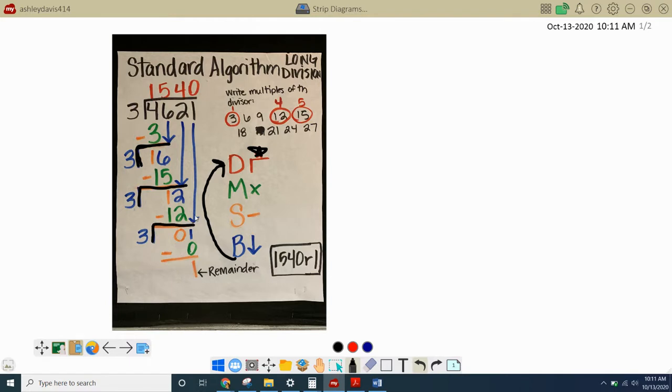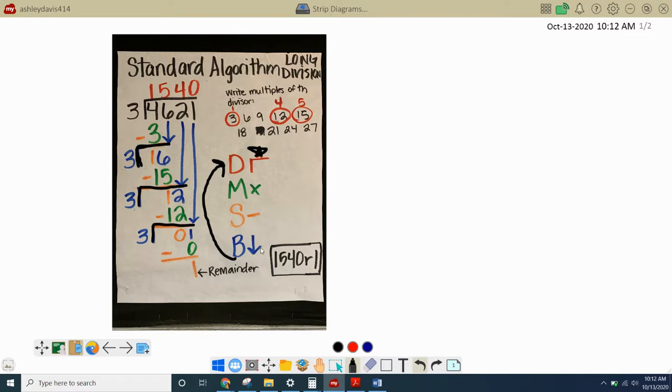Now look, I have 1. I can get no 3's out of a 1. So 0 is a number, so we're going to use it. 0 goes up here. I didn't take any 3's out of that 1, so 0. So 1 minus 0 is 1, and that is my remainder. So my answer is 1,540, remainder 1.